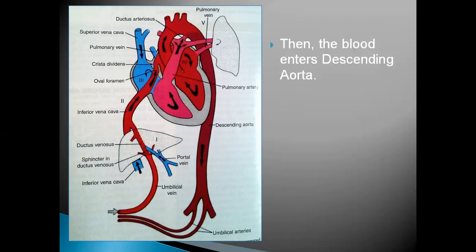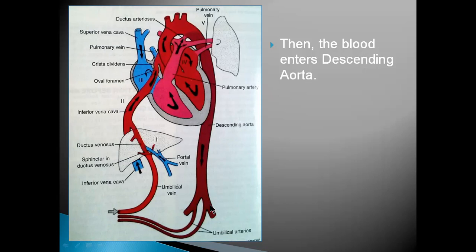Now, from the ductus arteriosus, where will the blood go? It will enter the descending aorta. But in the descending aorta, it will mix with the blood from the proximal aorta. After coursing through the descending aorta, blood flows to the placenta by way of two umbilical arteries. We can see the arrow here, in black color.